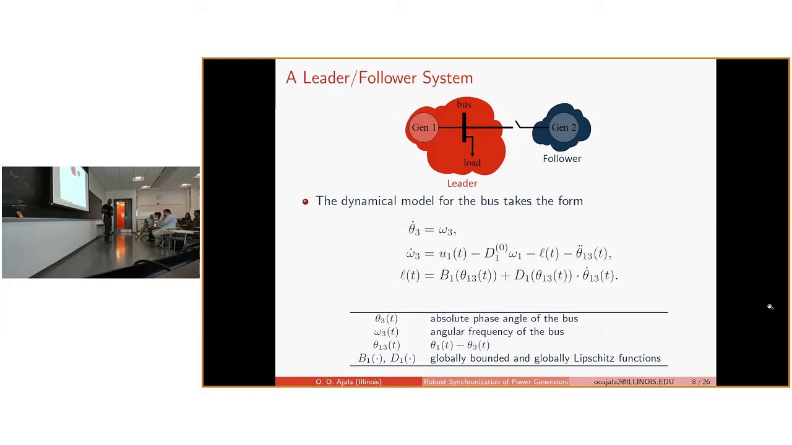Now, the dynamical model for the bus, on the other hand, takes the following form: theta 3 dot equals omega 3. And this is also similar to that of generator 1, except we have this additional term, which describes the difference in the derivative of the frequencies of generator 1 and the bus. And the load takes the following form. This is similar to the classical model, except for this additional term that comes about by including the first order term in the model reduction process.